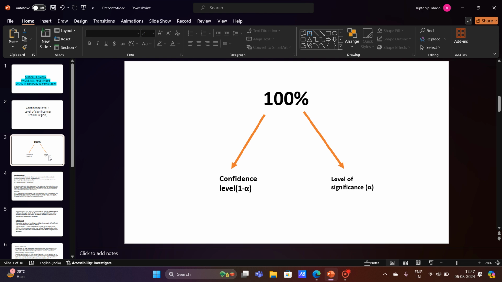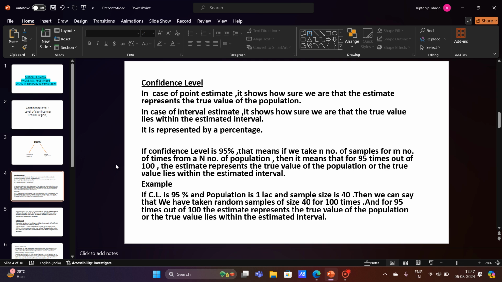100% is divided into two parts. One is confidence level and another one is level of significance. If we do a sum of confidence level and level of significance, then we will find 100%. At first, we will deal with confidence level. So, what is the confidence level?